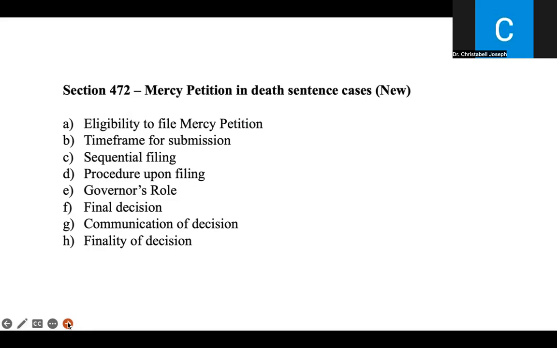The eighth and final subsection here is finality of decision. Once the president has passed an order on the mercy petition, no appeal shall lie in any court against the order of the president or the governor, which is made under Article 72 or under Article 161 of the Constitution. The orders of the president are final, and the process of arriving at the decision by the president or the governor shall not be inquired into by any court.